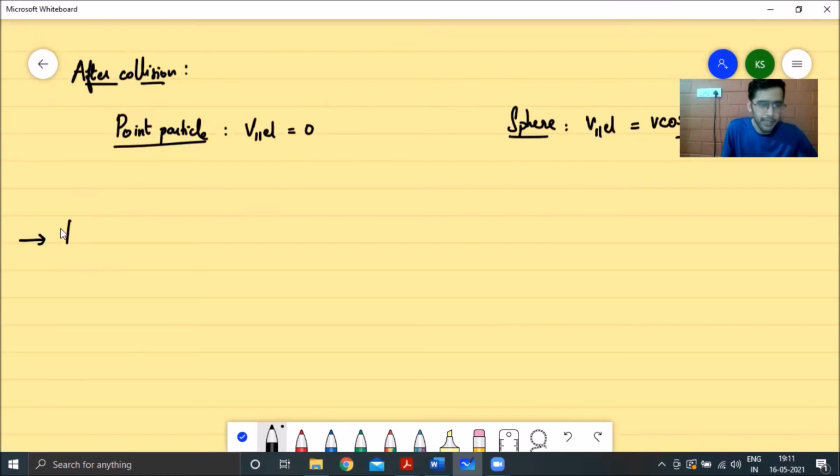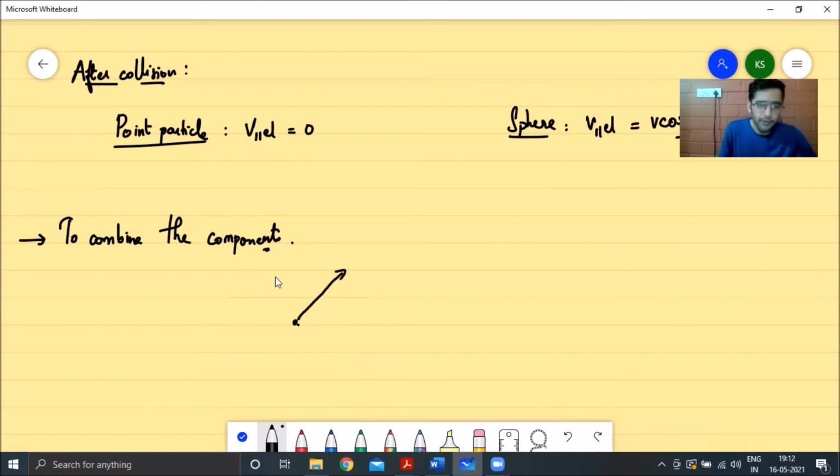And now that we have found both the parallel and perpendicular components of velocity, the final step is to combine the components, right? So now we know both the parallel and the perpendicular component of the point particle after collision. What was the parallel component of this particle after collision? After collision, it did not have a parallel component of velocity at all. Its parallel component of velocity was 0.